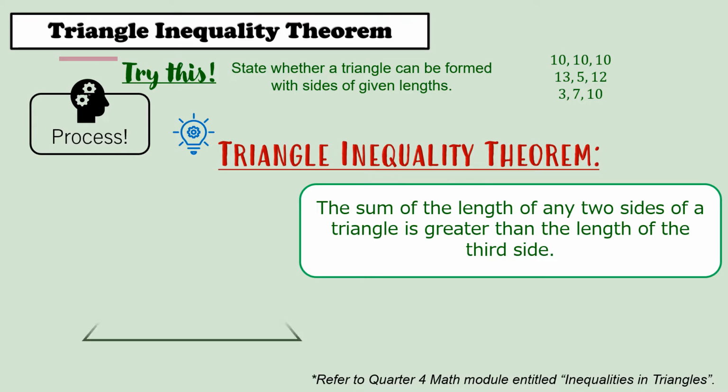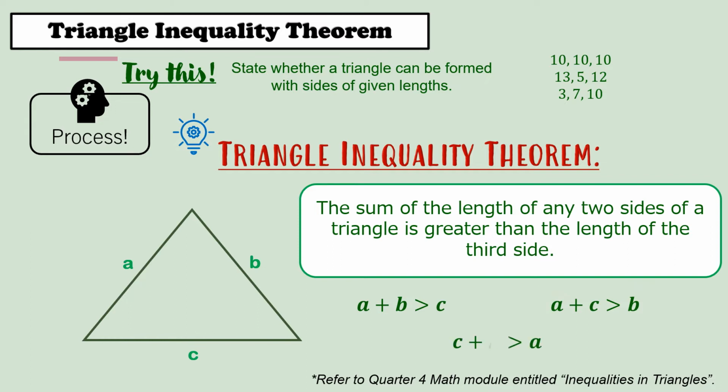Say that we represent the measures of the sides of the triangle as A, B, and C. To apply the theorem, we make statements such as A plus B is greater than C, A plus C is greater than B, and C plus B is greater than A. All these statements should be true in the given lengths so that we can say that the lengths of the sides we are given can make a triangle.